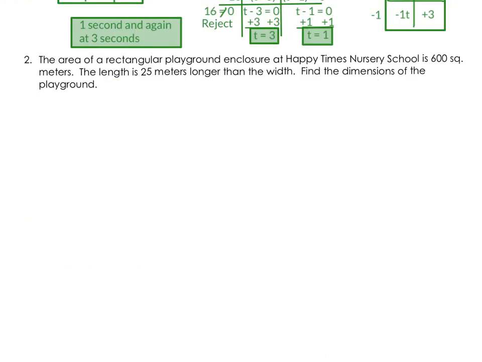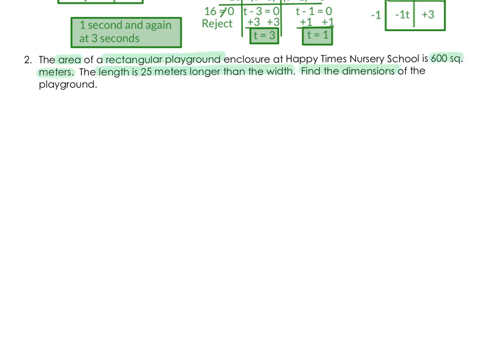Okay, the next question says that the area of a rectangular playground enclosure at Happy Times Nursery School is 600 square meters. The length is 25 meters longer than the width. We need to find the dimensions of the playground. So to start off, I'm going to highlight my important information in the question. I encourage you to pause and highlight what you think is most important as well.